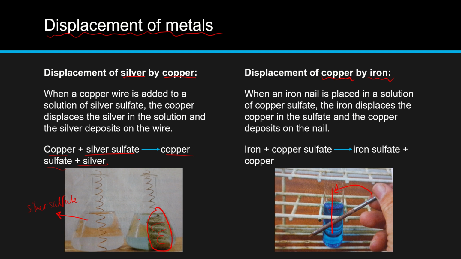This is because iron is more reactive when compared to copper. That's why it displaces copper in the sulfate. So the copper deposits on the iron nail, just like how the silver deposited on the copper wire. The same thing is explained in this paragraph also. When an iron nail is placed in a solution of copper sulfate, the iron displaces the copper in the sulfate and the copper deposits on the nail. So this brown color over here is nothing but copper.